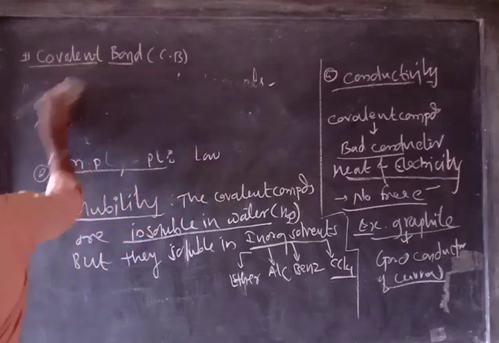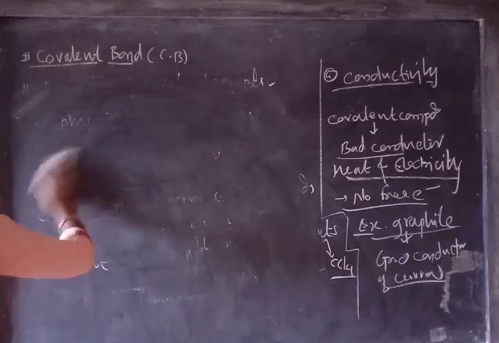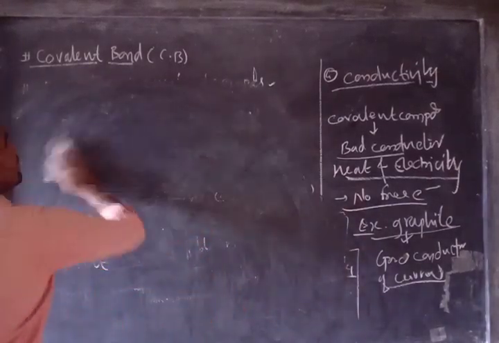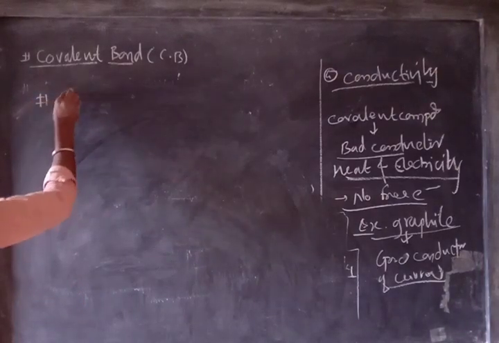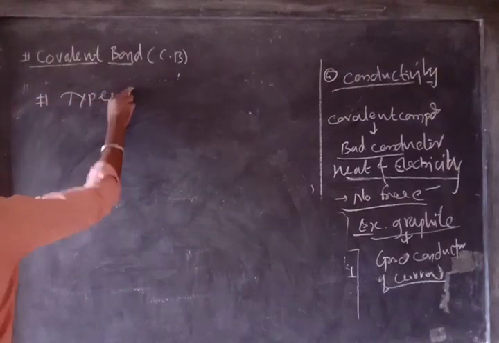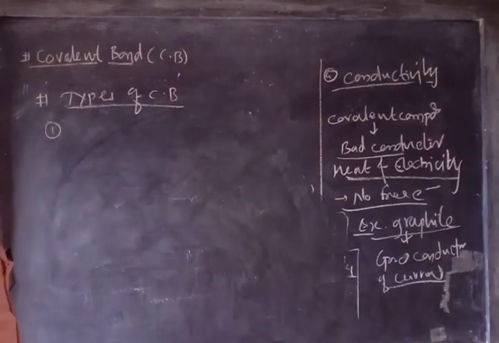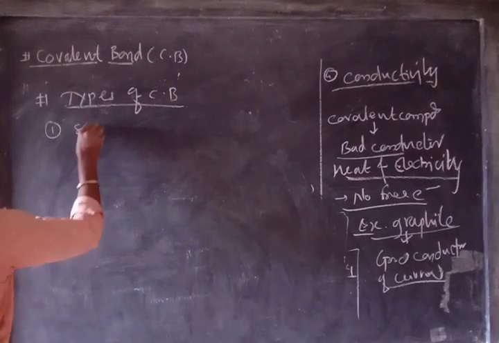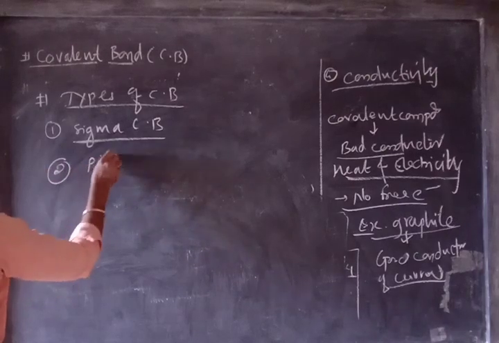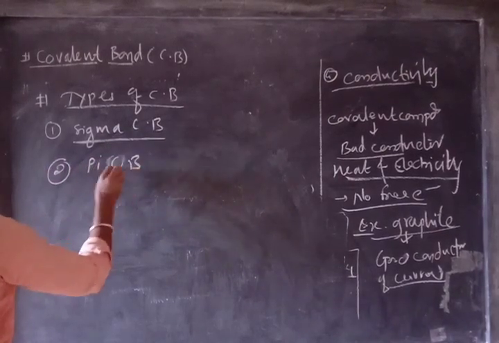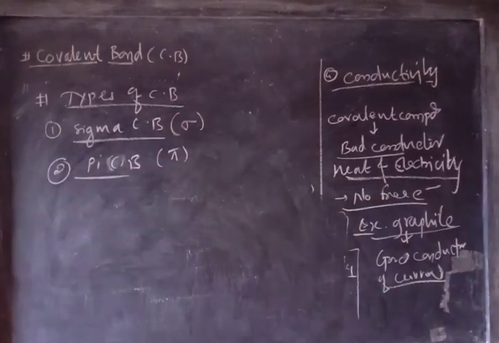So after this, I have a very brief discussion about the types of covalent bond. In this way, I want to say that the types of covalent bond are: one is sigma covalent bond, and second is pi covalent bond. Sigma is represented by the sigma letter, and pi is represented by the pi letter. So let me tell you.